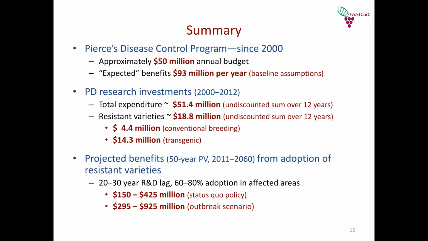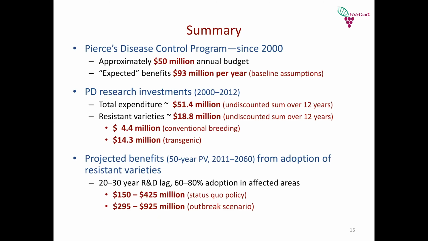And these ranges are driven by two main parameters. The one is, how long does it take to get the technology developed and available and adopted? And then what percentage of the affected areas adopt the technology? And so the wide range is because we're not really confident about those aspects.